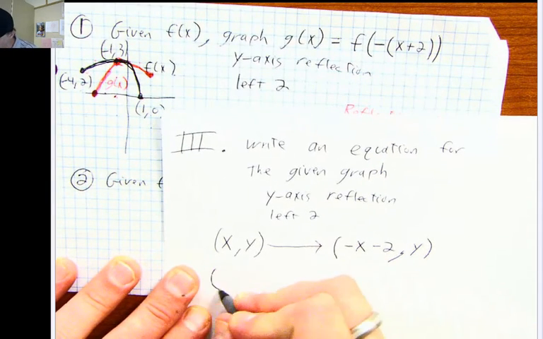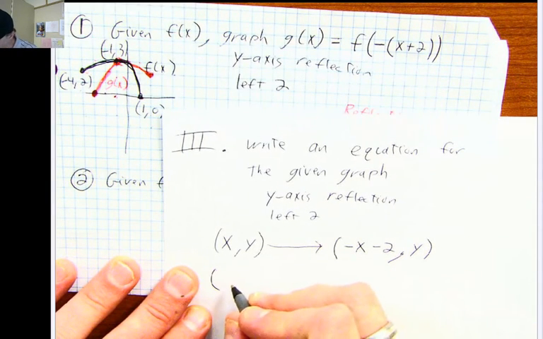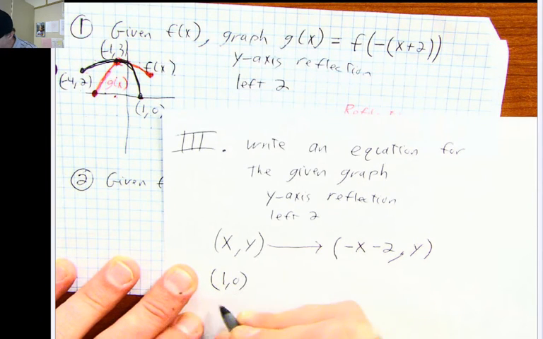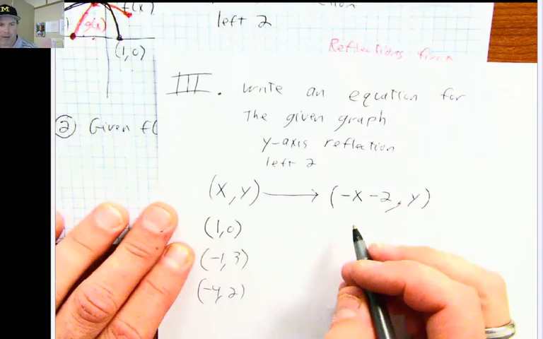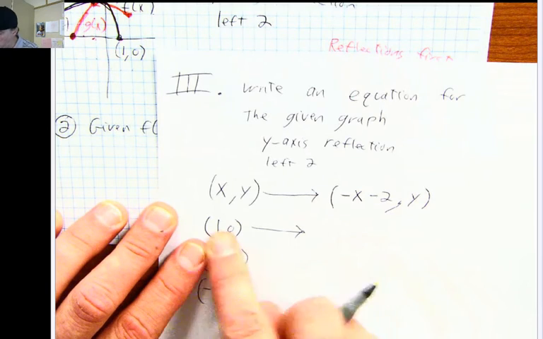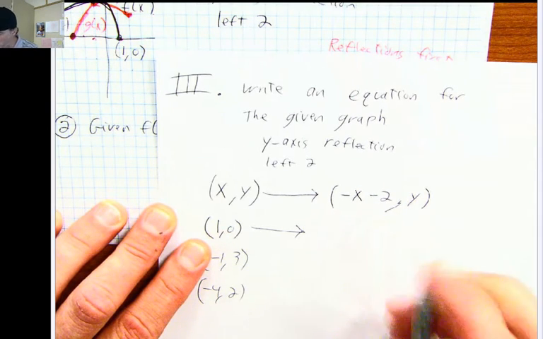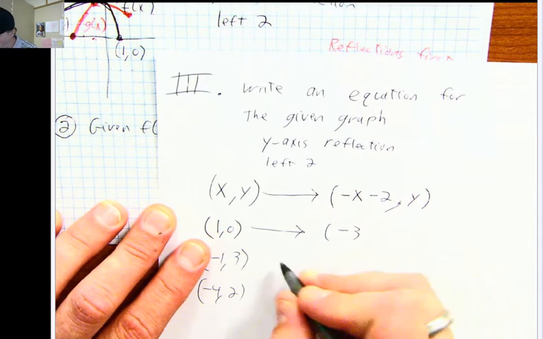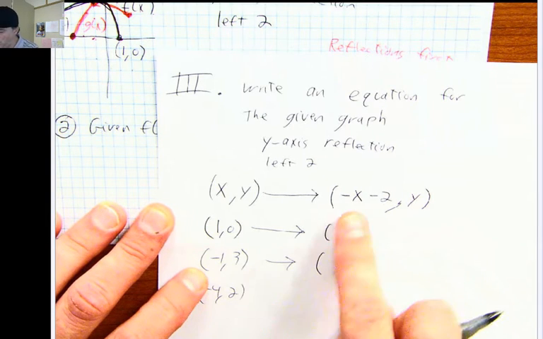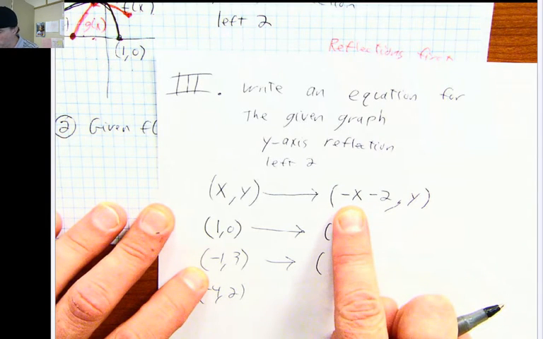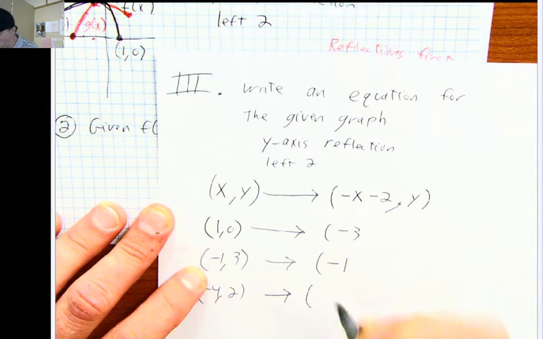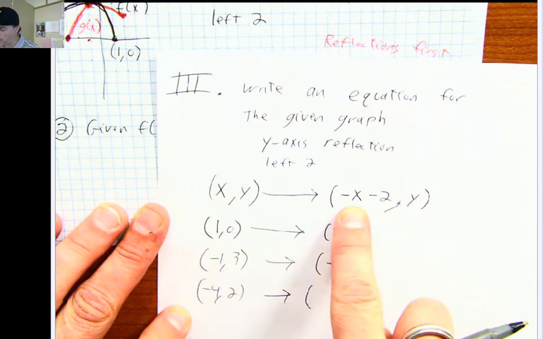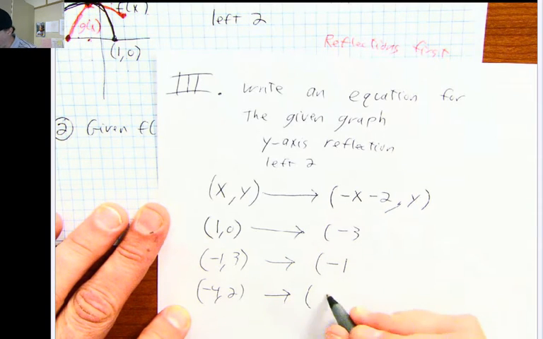Okay, so then you take those 3 key points: 1, 0. There's a key point at negative 1, 3, and another key point at negative 4, 2. And if I apply these rules, 1 is going to become negative 1 minus 2, which is negative 3. Negative 1 is positive 1, minus 2 is negative 1. Negative 4 is 4. 4 minus 2 is 2.